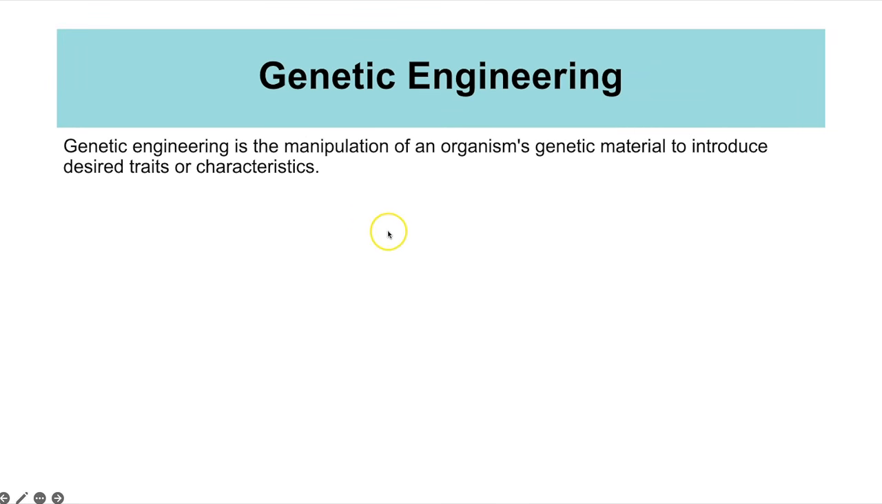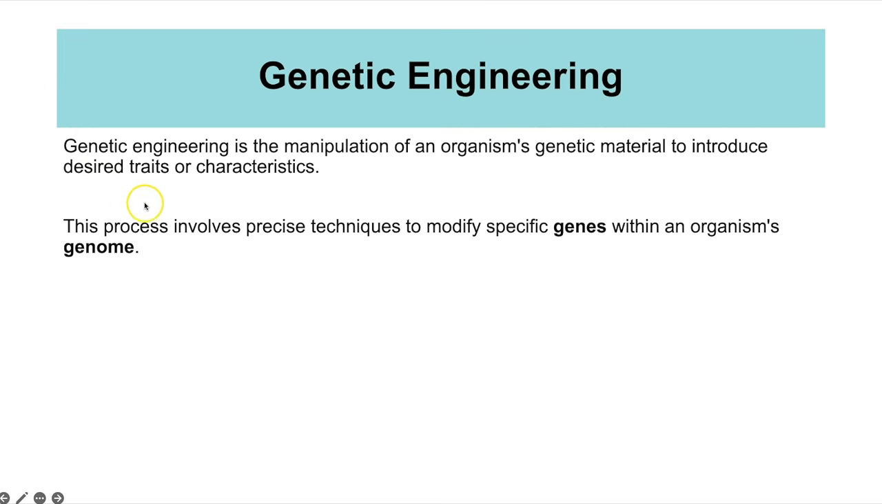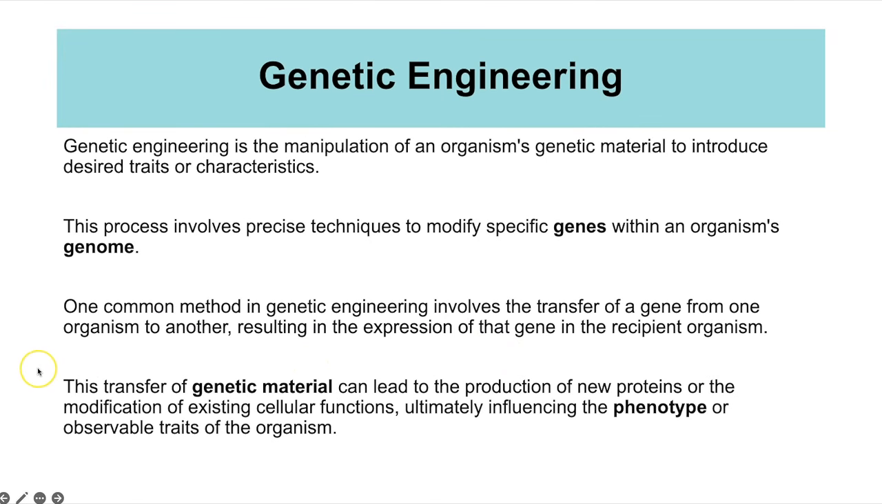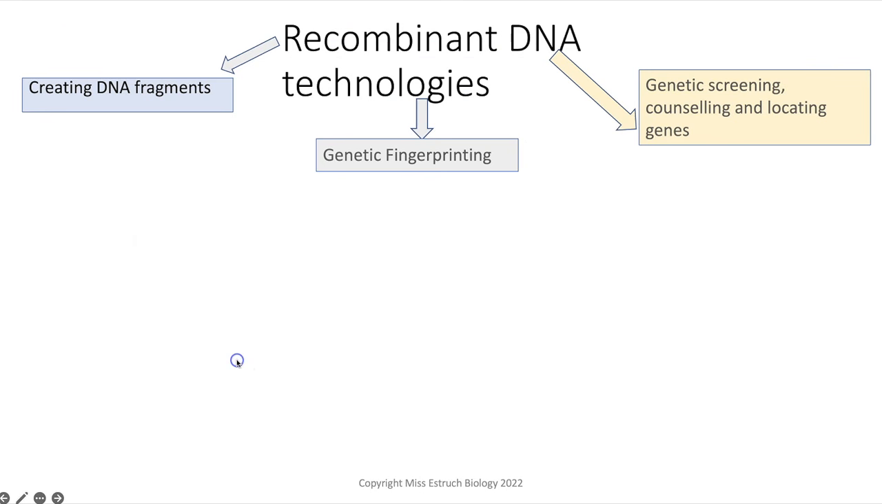Genetic engineering is the manipulation of an organism's genetic material, introducing a new gene, and therefore causing that organism to code for a protein that results in the desired traits or characteristics. The process involves precise techniques to modify specific genes within the organism's genome. And one common method in genetic engineering involves the transfer of a gene from one organism to another, resulting in the expression of that gene in the recipient organism. This transfer of genetic material can lead to the production of new proteins or the modification of existing cellular functions, but ultimately it influences the phenotype of the organism.